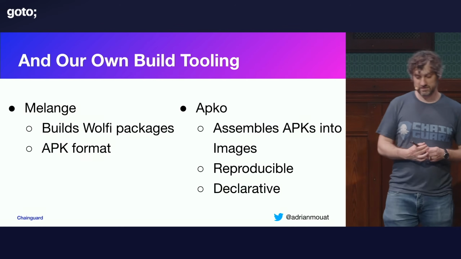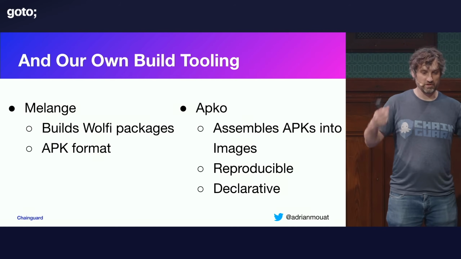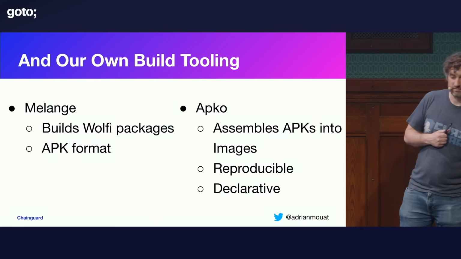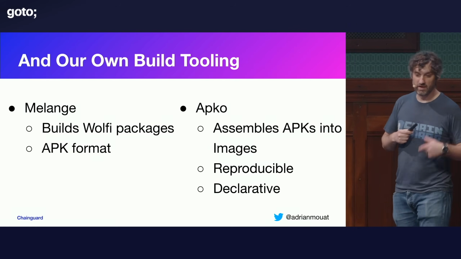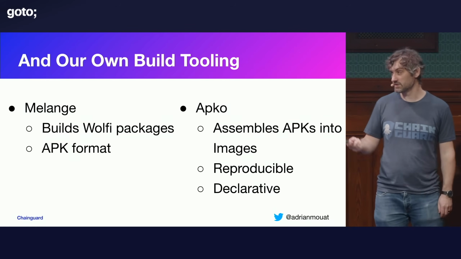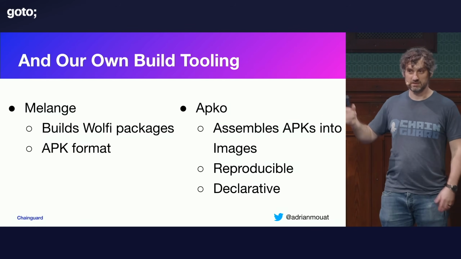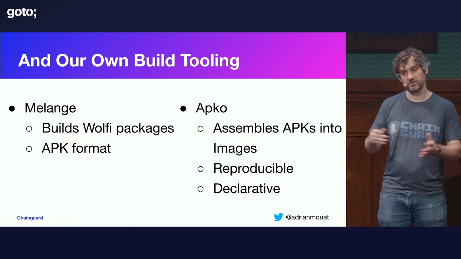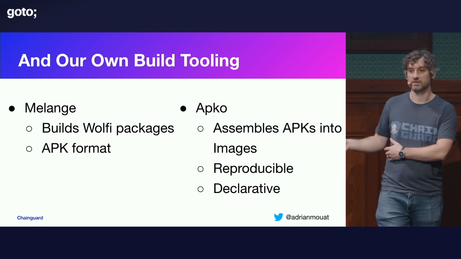We also have some of our own build tooling. To create Wolfi APK packages, we use Melange. And to create our container images for Chainguard, we use a tool called apko. So we don't use Docker build. We actually use a much simpler tool called apko. It can't do everything that Docker build can do.